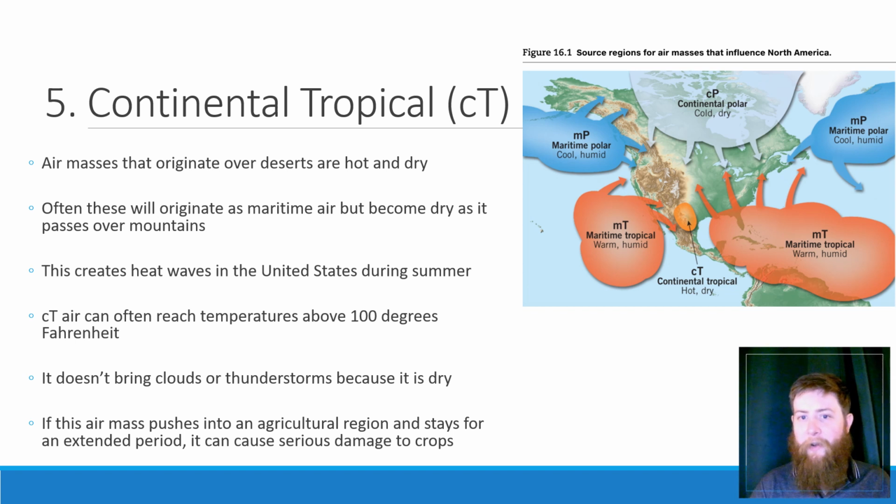They can start as maritime, but as they move into the mountains here, that water evaporates even further into the atmosphere and becomes unusable. These can reach temperatures of above 100 degrees, and they don't bring clouds and they don't bring thunderstorms because they're dry air masses. They don't contain liquid. If this pushes into an area where agriculture is an important staple and stays for an extended period of time, this can often cause really, really serious damage to crops. They don't like being that hot for that long.